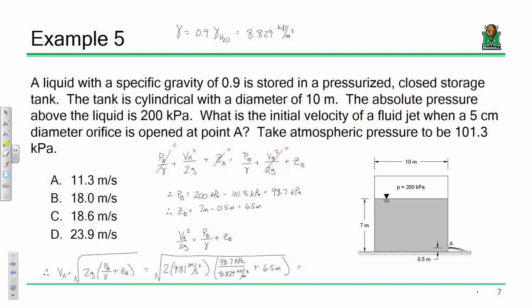Say it again? 18.62. So 18.62 into velocity. So it's... Are there any questions on this? A Bernoulli's expression problem is almost a guarantee. It's almost a guarantee. Sound good?